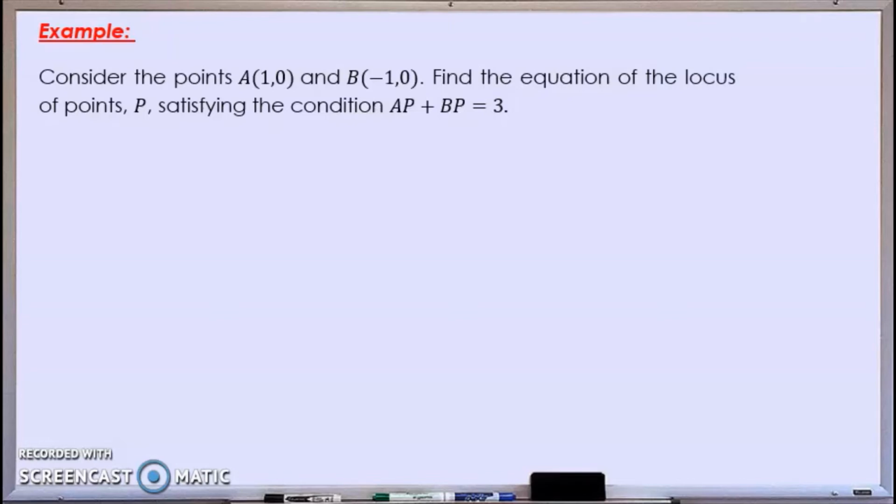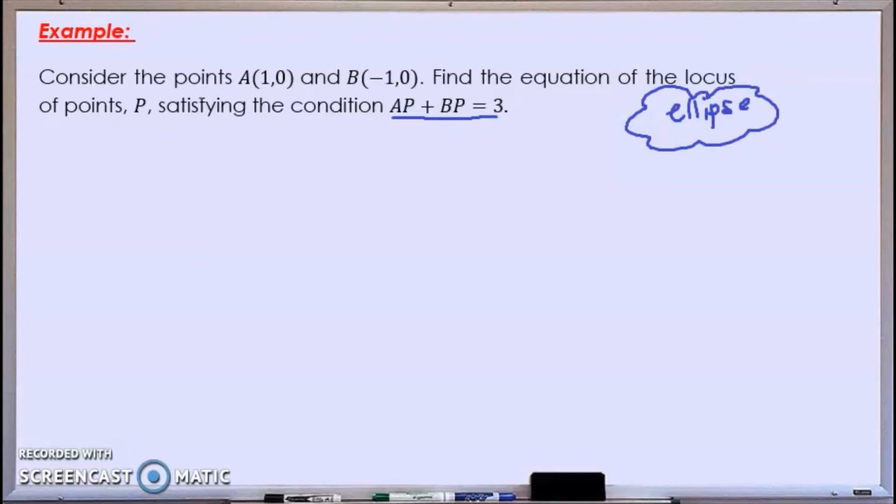We're going to go on a little journey into algebra here to find the equation of the locus of points that satisfy this specific condition. Now remember this condition where I have two distances added together equaling a constant, that's going to give us an ellipse. So this is what we're looking for.